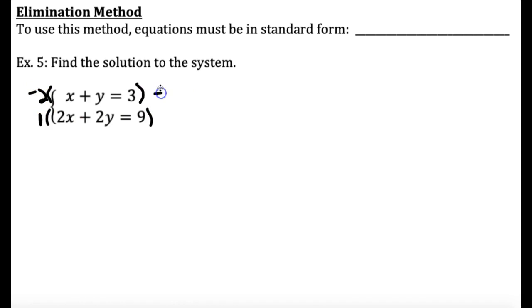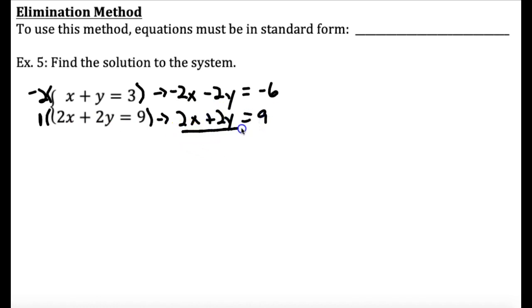All right, so what's going to happen? I'll get negative 2x, negative 2y equals negative 6. And then down here, this equation stays the same, so I will have 2x plus 2y equals 9. So now, let's add these equations together. Negative 2x plus 2x is nothing. Those cancel. Negative 2y plus 2y is nothing. Those cancel out as well. The right side is negative 6 plus 9, which equals 3. So I end up with 0 equals 3.